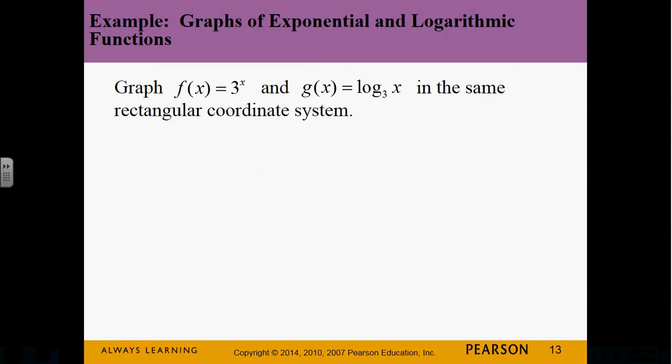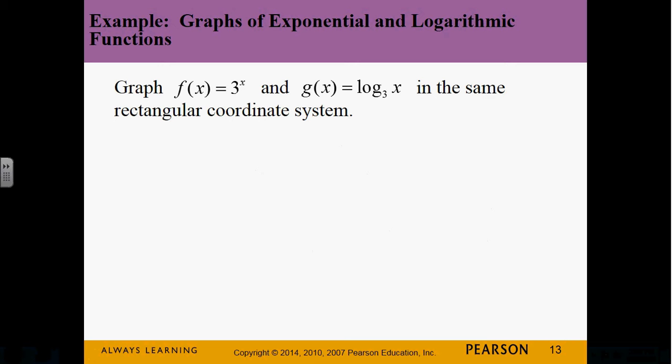Okay, so today we are going to pick back up where we left off, graphing logs. We did exponentials, we touched on logs, we're going to continue our master class in logarithms. So what we want to do is start by graphing both the exponential 3 to the x and the corresponding inverse, log base 3 of x. And we want to do this on the same rectangular coordinate system.